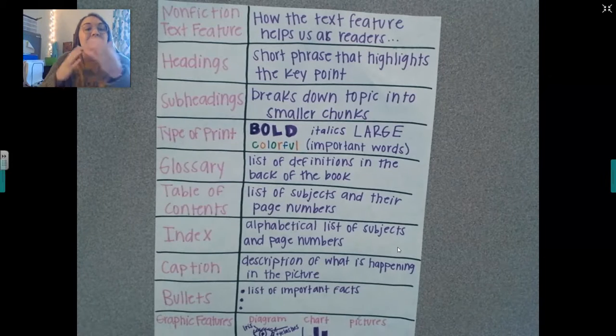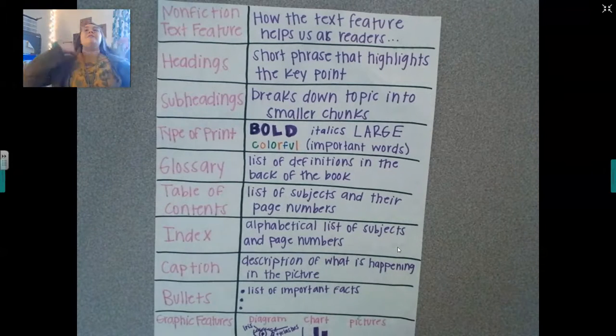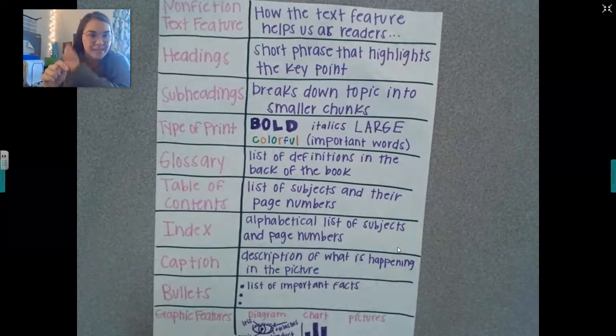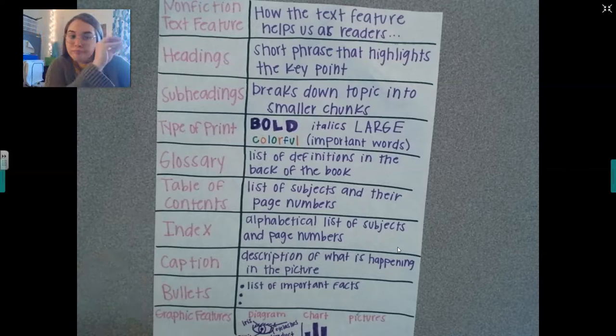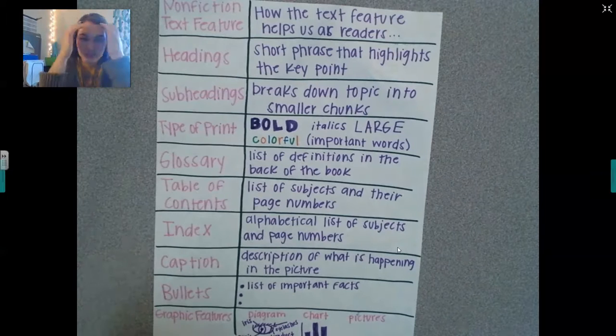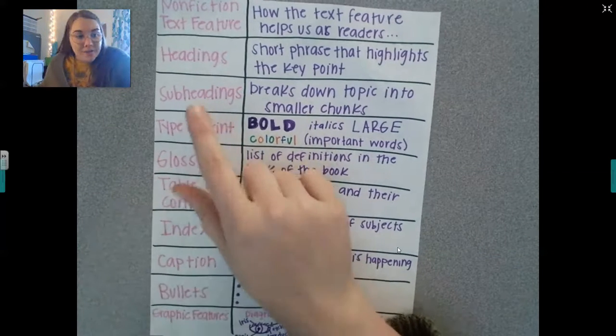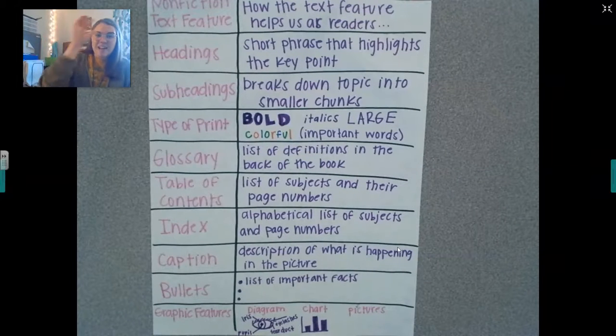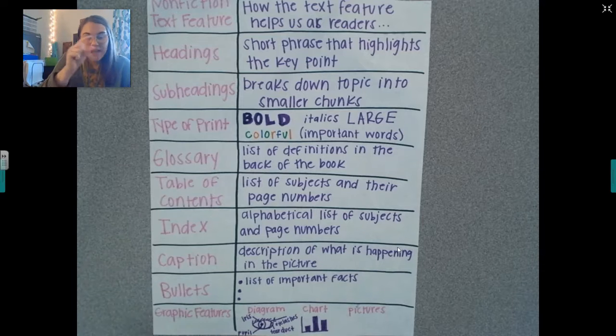So a heading, when I think of headings, it's the short phrase that highlights the key point. So it's the little title looking thing at the beginning of a section in the book. So we have titles of books. Every book has a title, but also within nonfiction books, they have headings. And then sometimes underneath those headings are subheadings. So they have like a heading on the top and it's real big and bold, and I'll show you it in just a second. And then underneath it, they might have little subheadings.